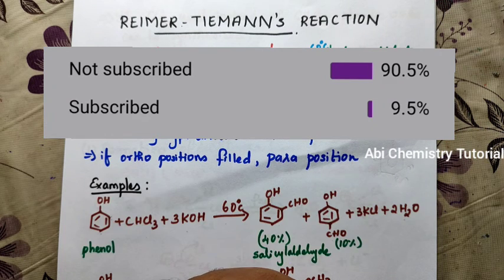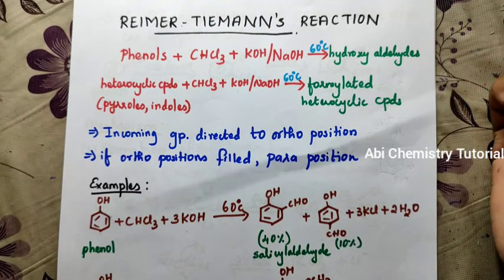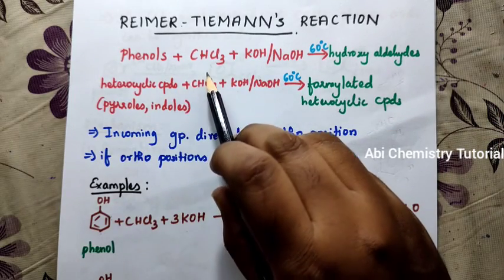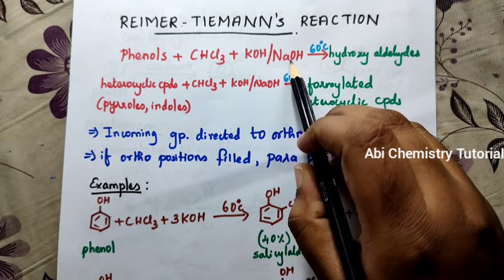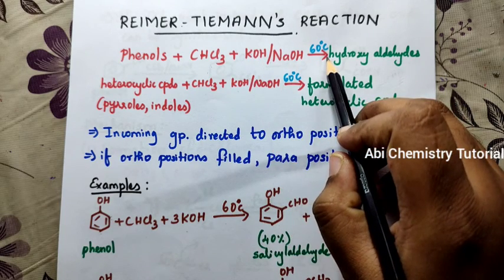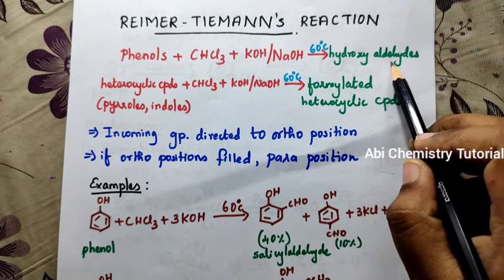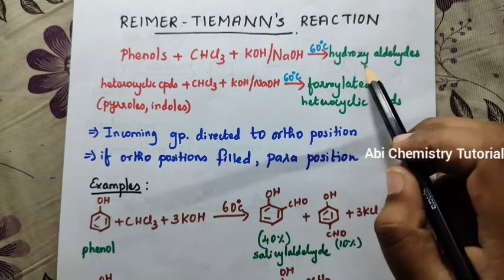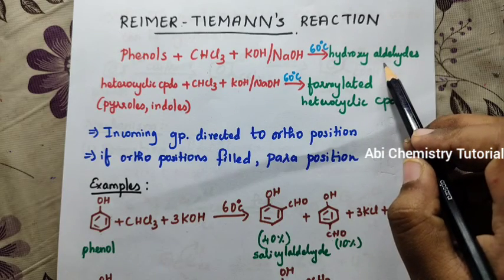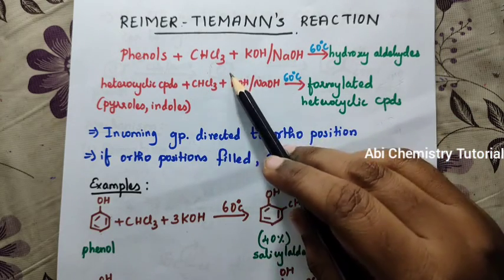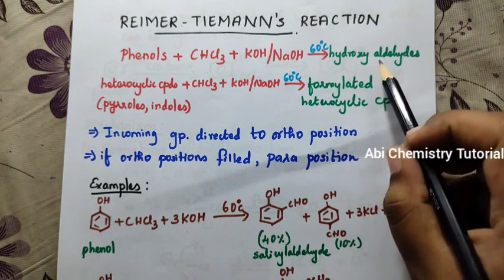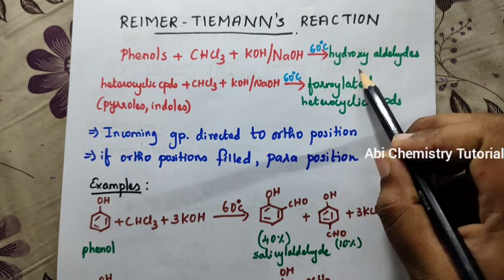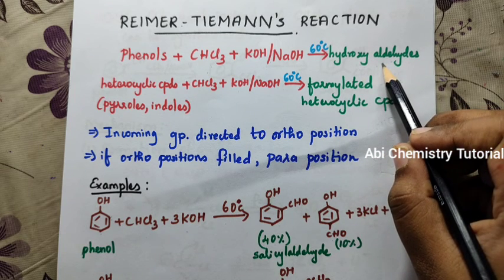Now let's get started. So the Reimer Tiemann reaction. What is the Reimer Tiemann reaction? In simple terms we can say, when phenols are treated with chloroform in the presence of a base like potassium hydroxide or sodium hydroxide at 60 degrees Celsius, we get hydroxyaldehydes. So phenol gives hydroxyaldehyde, that is salicylaldehyde. It is called the Reimer Tiemann reaction.